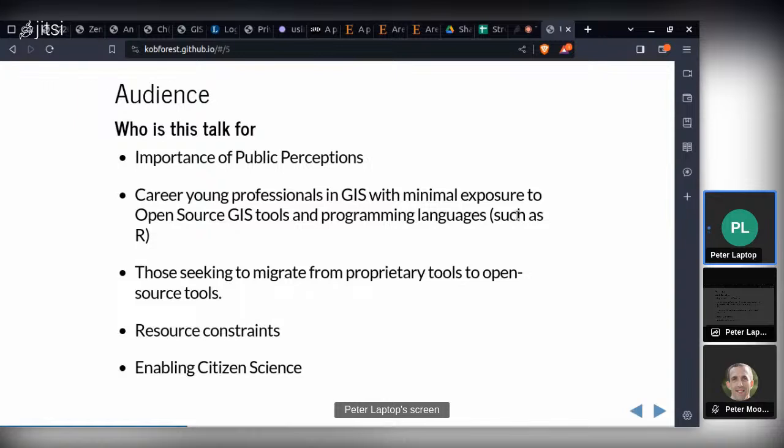Career young professionals, who this talk is for. Career young professionals in GIS with minimal exposure to open source GIS tools and programming languages such as R. They're familiar with it, but want to find out the names of a couple of useful R packages, okay? Those who are seeking to migrate from proprietary tools to open source tools. Those who are dealing with resource constraints, who want to replace proprietary tools with open source tools and see what the options are. And also just a case of enabling citizen science.